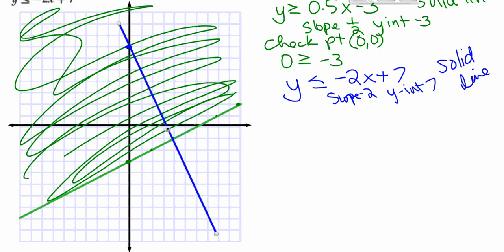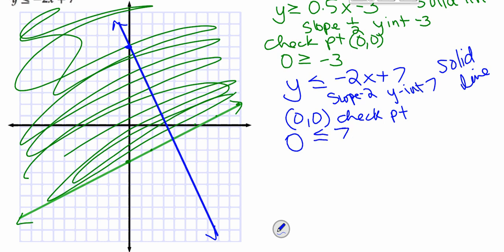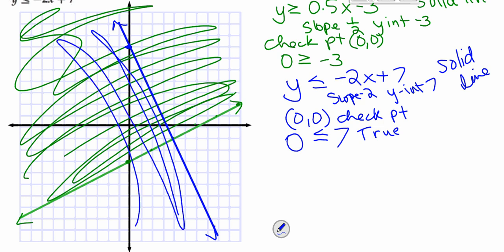So let me draw that a little better. So there's my second line, and I forgot to put arrows on the other one, but I'll put those on now. So now I've got my line drawn, and again, it didn't go through 0, 0, so I can check that point. And in this one, I'll get 0 is less than or equal to 7. Is 0 less than 7? Yes, so that's true. So that means that I want to shade where 0, 0 is. So 0, 0 is right here. So essentially, I'm shading below that line.